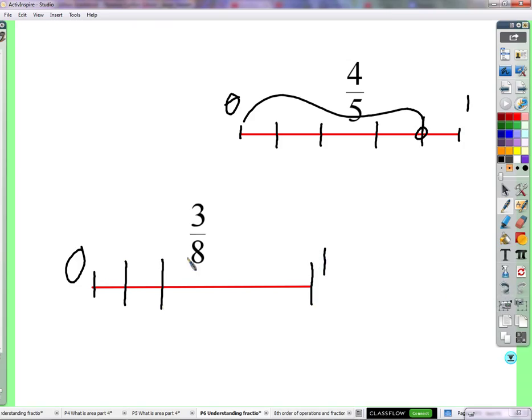Put a line at the end. Six. Yeah. Seven. Eight. All right. Let's double check it. Yeah, got it. Let's double check it again. Everybody triple check it.